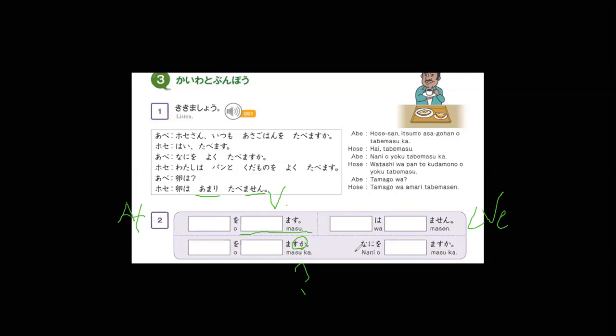Also some examples. I drink black tea. Black tea is 紅茶 in Japanese. 紅茶を飲みます。I don't drink coffee. コーヒーは飲みません。Do you like a cup of milk? ミルクを飲みますか? What would you like to drink? 何を飲みますか? Okay, it's quite easy, right?